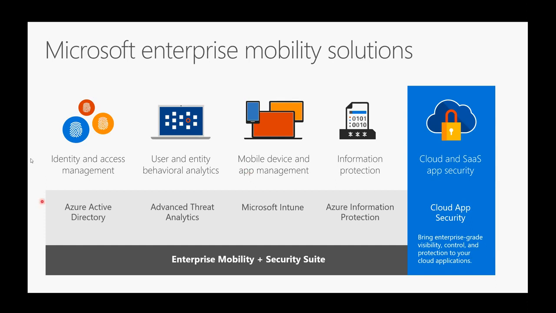So when I say identity and access management, it is Azure Active Directory. When I say users and analytics, it is advanced threat management. When I say mobile device and application management, it is Intune. And for information protection, it is AIP. And all of this, once we start controlling, the final monitoring report or the output can be seen in the Cloud App Security as an application. We will be coming to what CAS actually does, but until then, let's proceed with the next part of this.